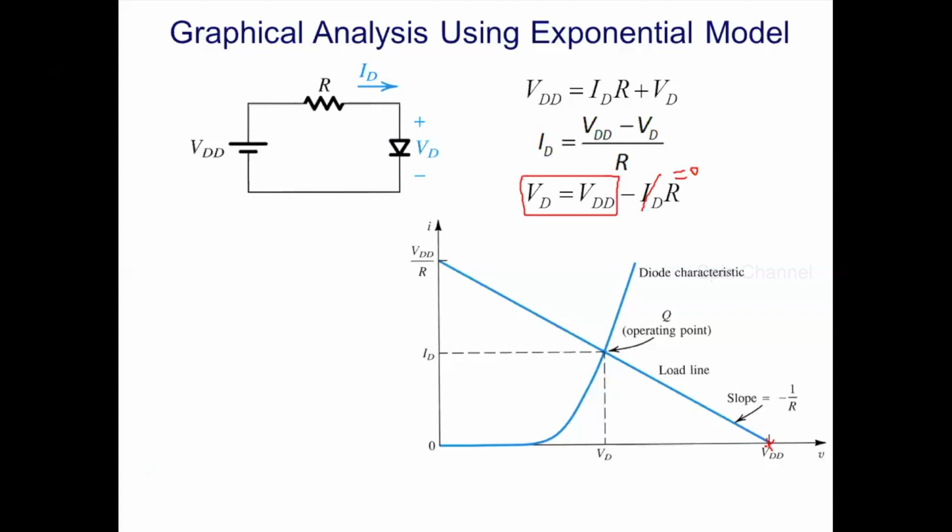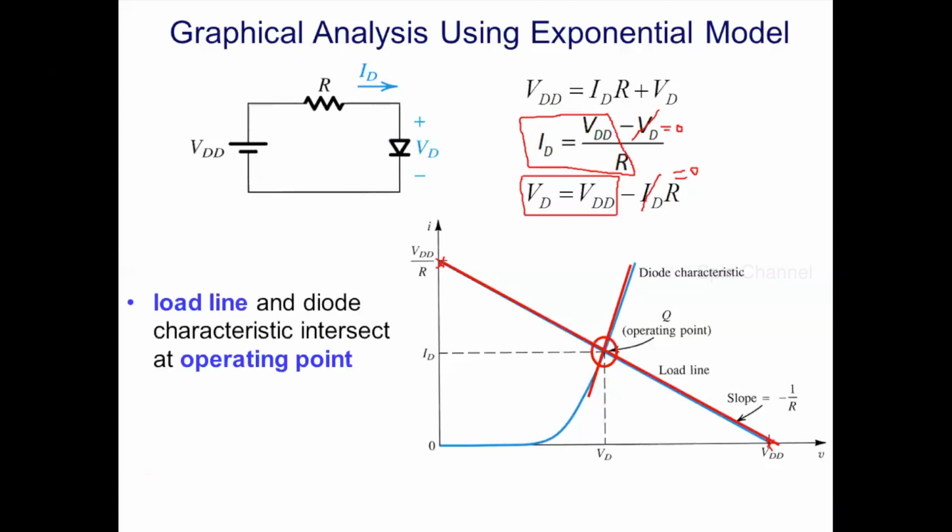How to find a point on the y-axis? Now let us make the x coordinate to be 0. So when VD, the terminal voltage, is equal to 0, then the diode current is equal to VDD divided by R. So marking a point at VDD divided by R, this is the current here. Now on joining these 2 points, we get a straight line called the load line. The load line intersects the diode curve at a point Q called the operating point of the circuit. So its coordinates give the values of ID and VD from the curve.